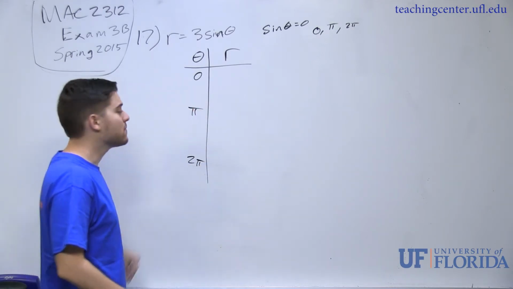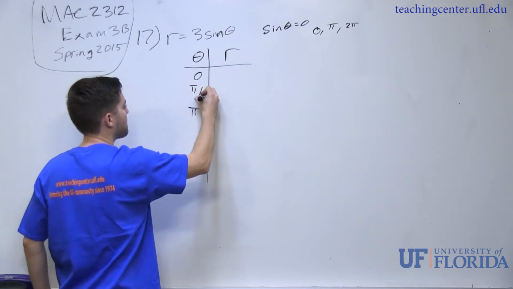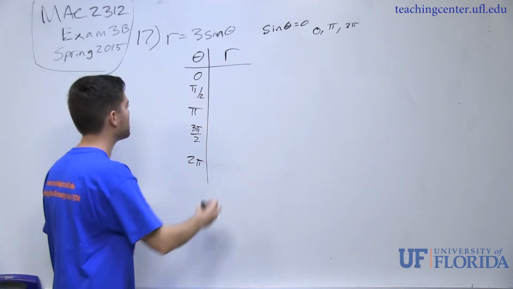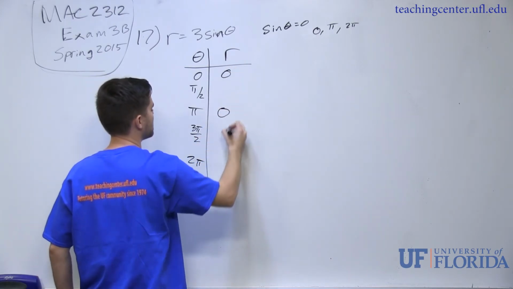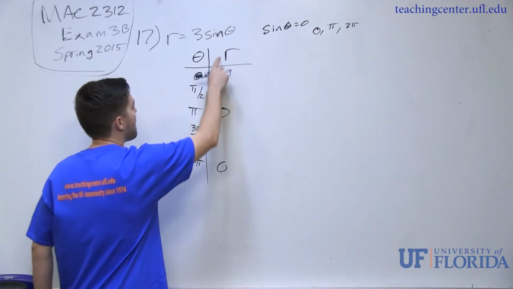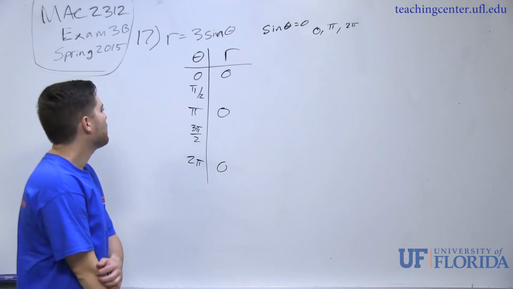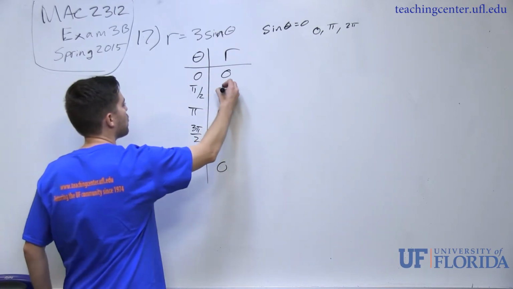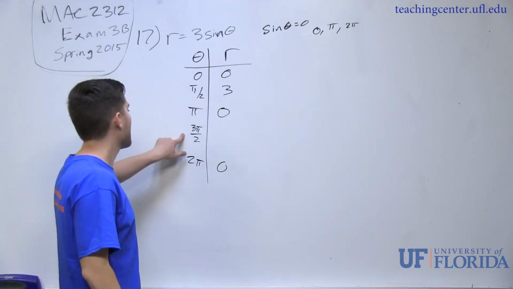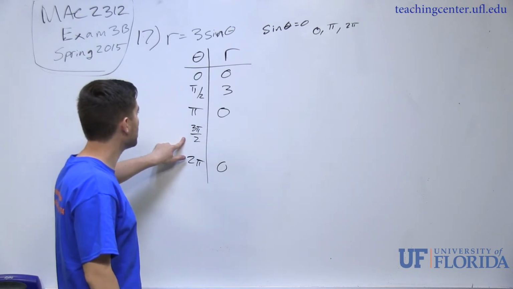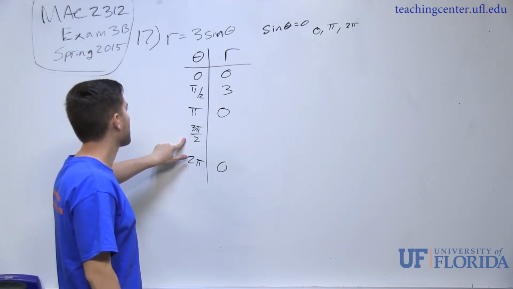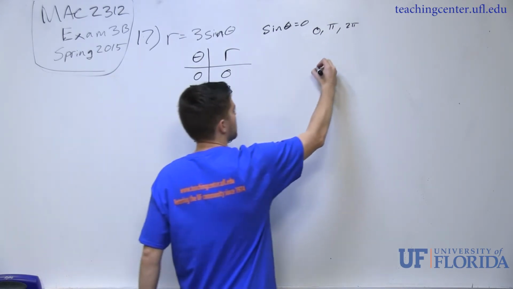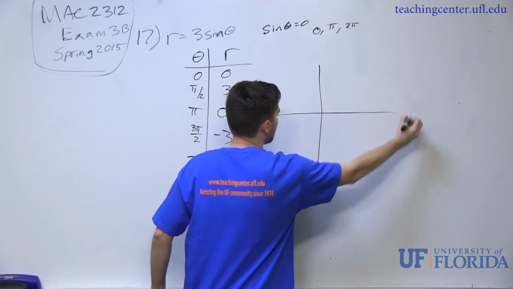I'll pick points around it, so I'm going to pick pi over 2 and 3 pi over 2. We'll see if that gives me enough values in this case. So I know that my radius is equal to 0 for these points. At pi over 2, I end up with a radius of 3. So you have that. At 3 pi over 2, I end up with a radius of negative 3. So I have a general shape.